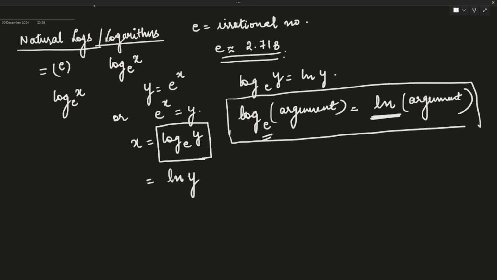And all the laws of logarithms which we had studied earlier will just apply to this natural log also. Whatever laws we have studied for logarithms with different bases, those same laws will also apply to this logarithm with base e. So these are known as natural logs or natural logarithms. There are some questions asked in your papers on this. They are not very difficult, so this is the method through which you can attempt that.